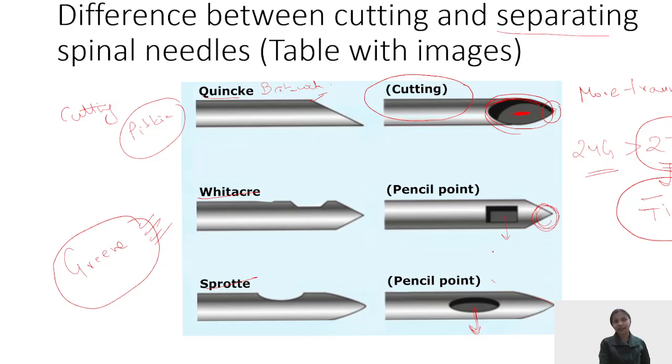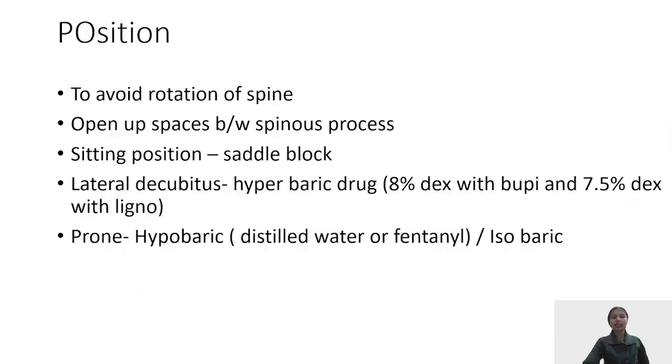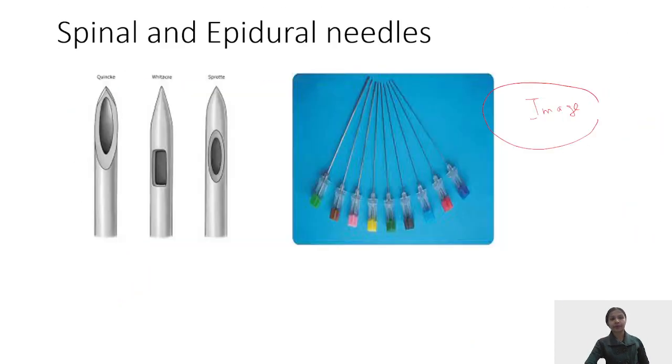I repeat the examples. Cutting needles are more traumatic and there are higher chances of PDPH. They are Quincke Babcock and Pitkin. Whereas separating needles are less traumatic and have lesser chances of PDPH. They are Whitacre, Sprotte and Gertie Marx needles.